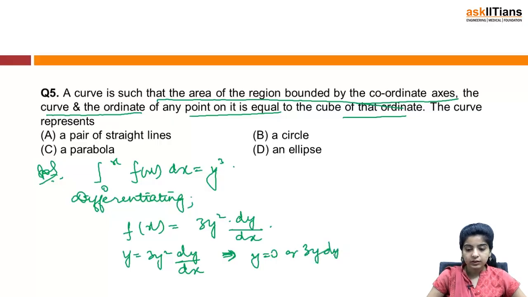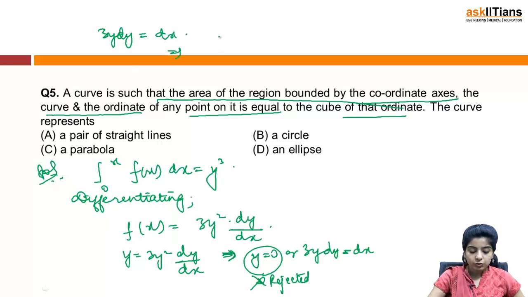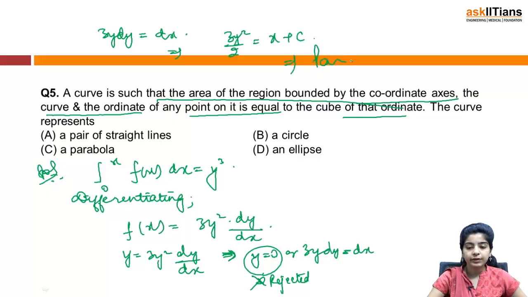3y dy is dx. Now this is rejected, so we have 3y dy is dx, right? So just solve it out. So we have 3y square by 2 is x plus c, and therefore it is a parabola. So the answer is simply a parabola.